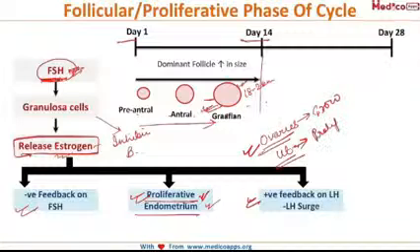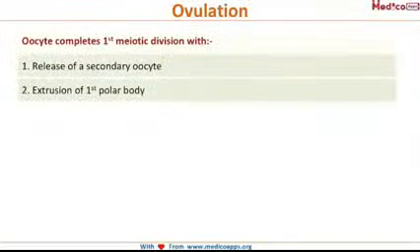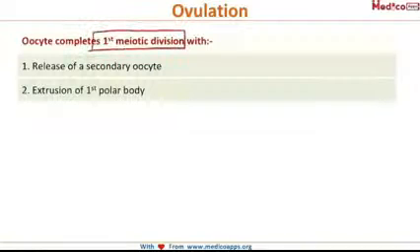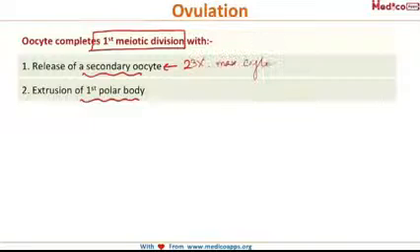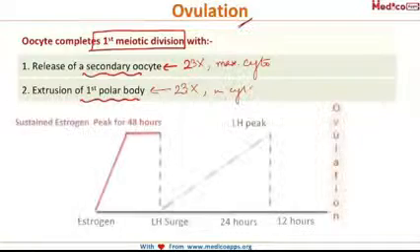Now, after the follicle has become 18 to 20 millimeter, the next step that has to occur is ovulation. So, let's come to ovulation. And the basic thing that occurs in ovulation is that the first meiotic division is completed so that a secondary oocyte and a first polar body are released. The secondary oocyte contains the haploid number of chromosomes along with the maximum amount of cytoplasm, whereas the first polar body contains the haploid number of chromosomes along with minimal cytoplasm. Now, for this ovulation to occur, let's see the hormonal interactions.